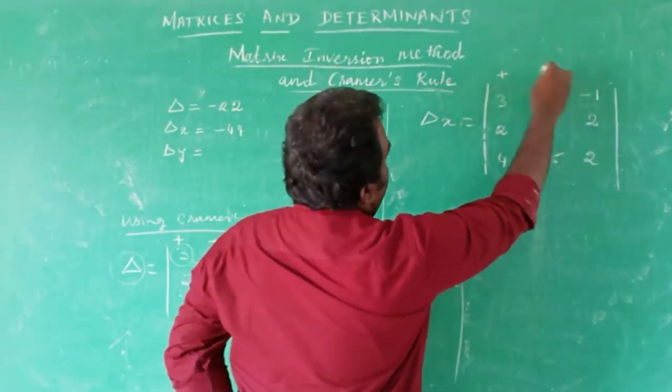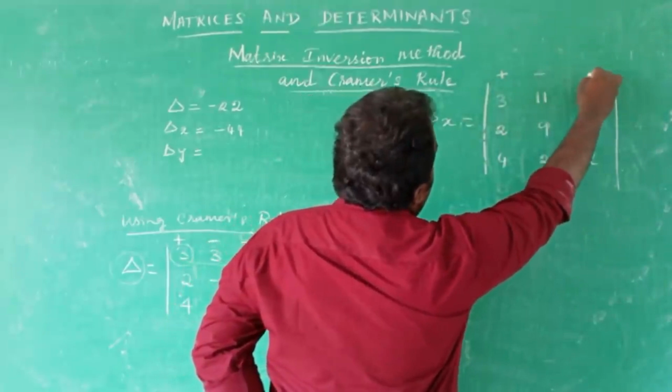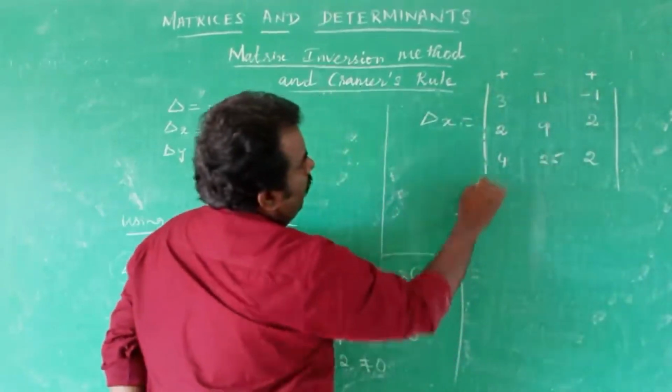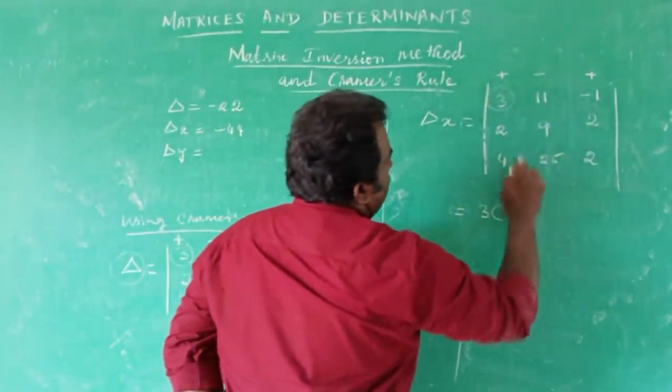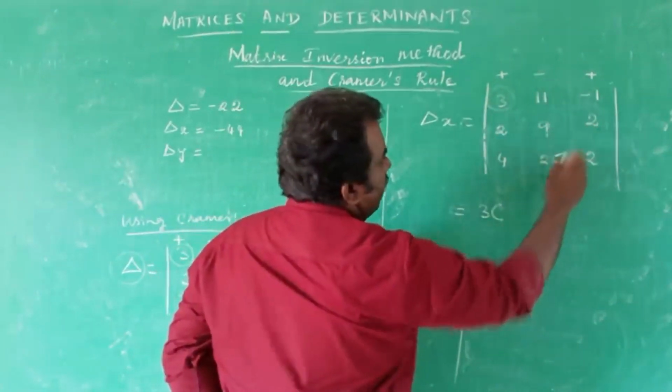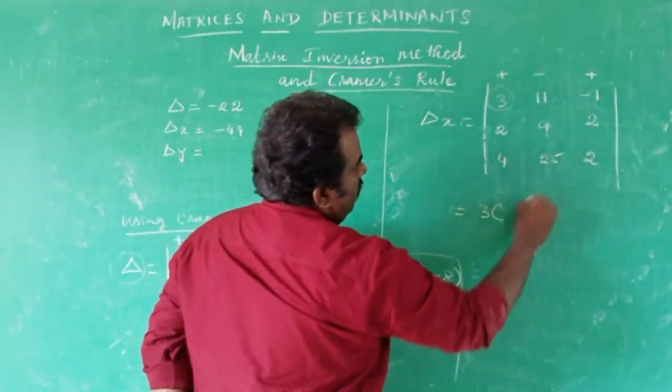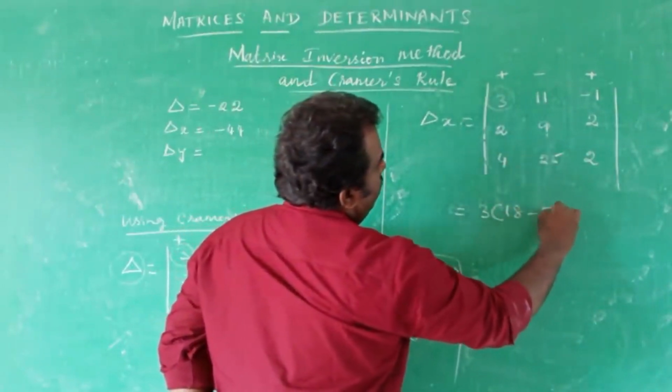Take the determinant, write as usual, write the symbol plus minus plus. Fix the element 3 with the positive symbol. Leave this row and leave this column. Take the determinant of the remaining 2 by 2, that is 9 into 2 is 18 minus 50.